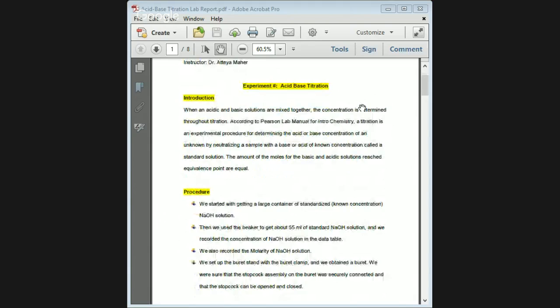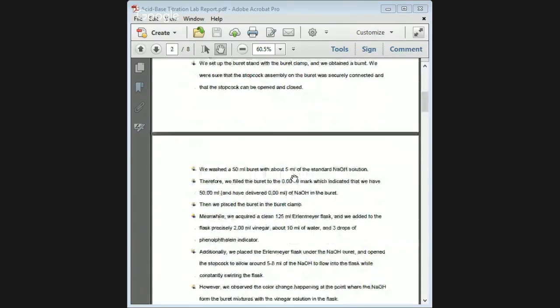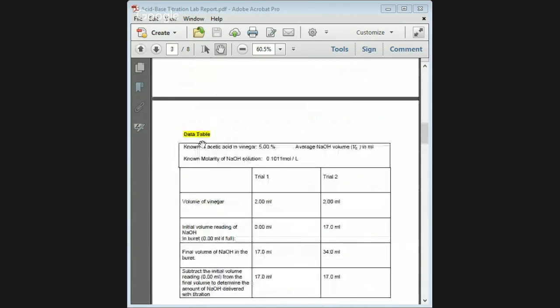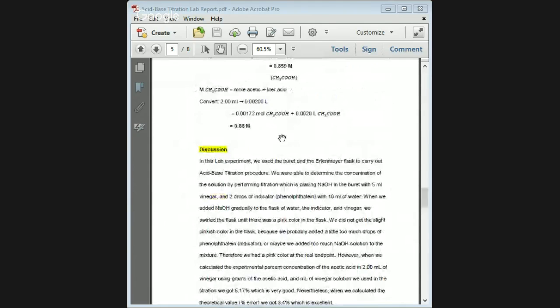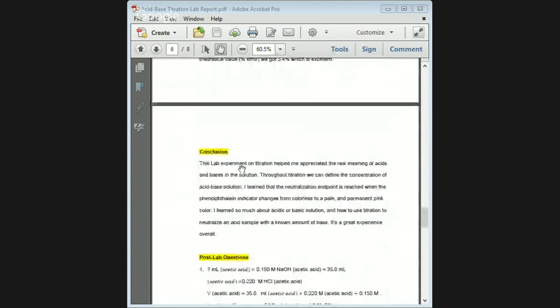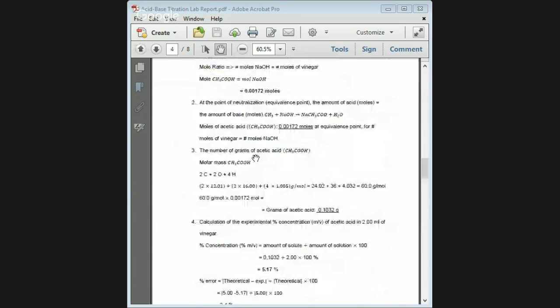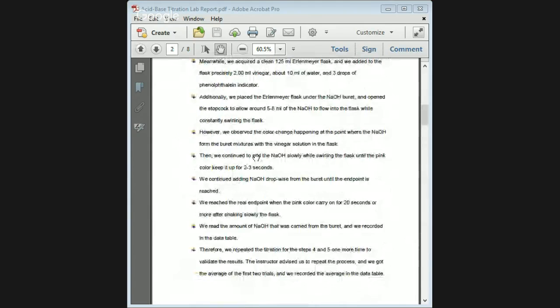The lab report will include 5 components. The first component is called the introduction, as you see it here. The second component is the procedure. The third component is the data and the results, all the way here. The fourth is called the discussion, and the fifth is called the conclusion. So let's start with each component by itself.